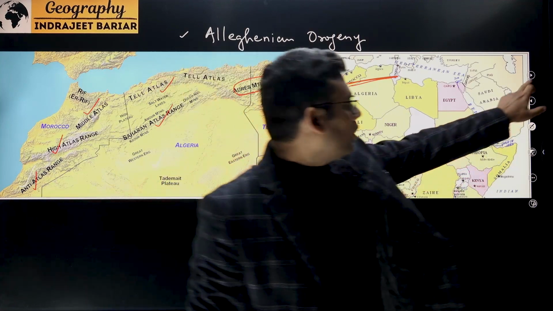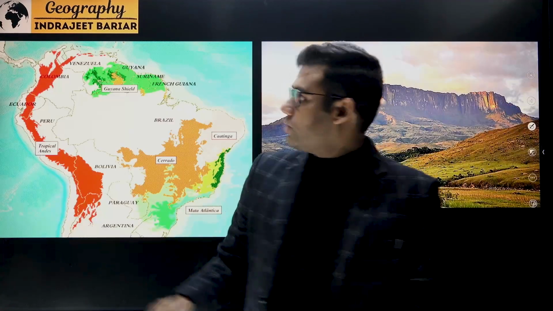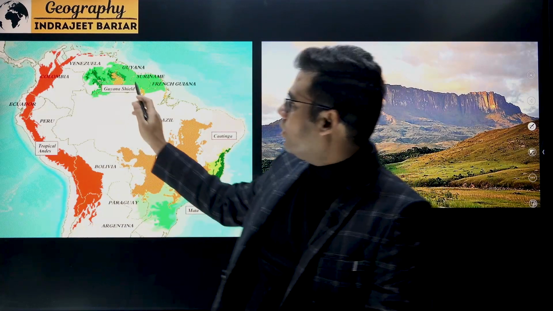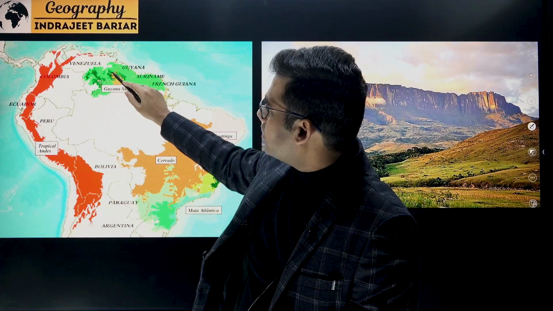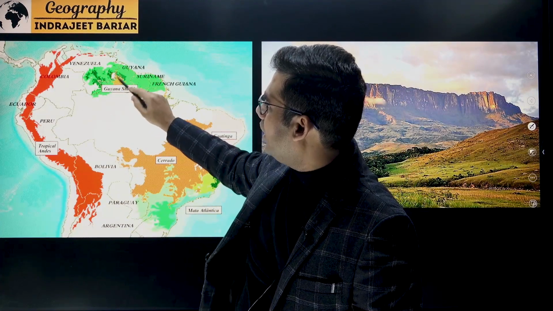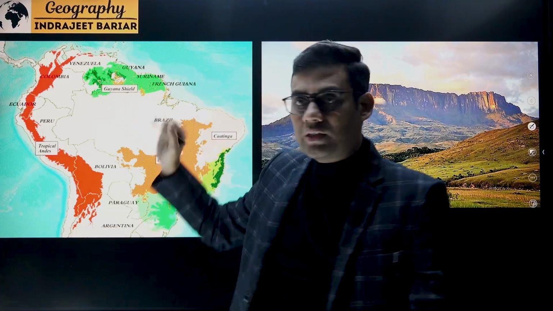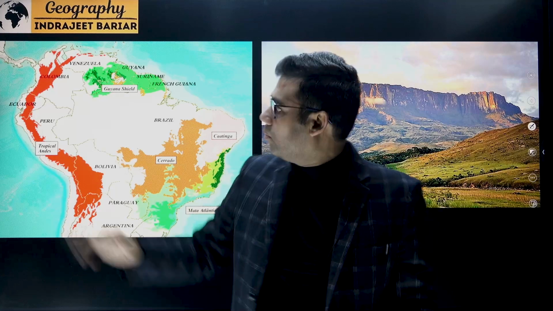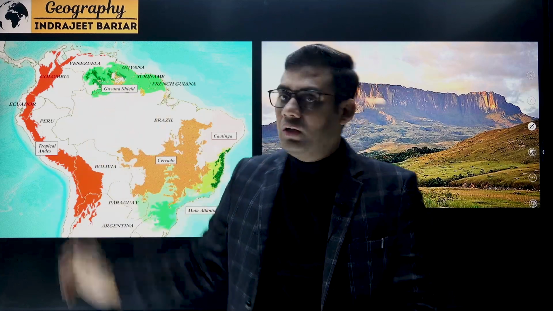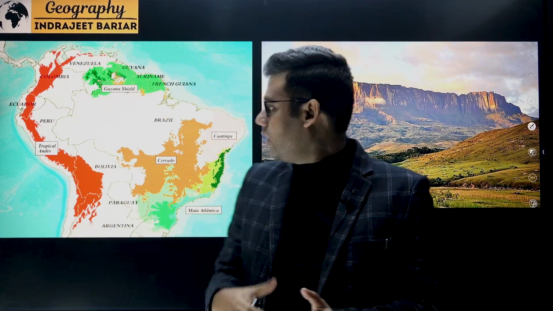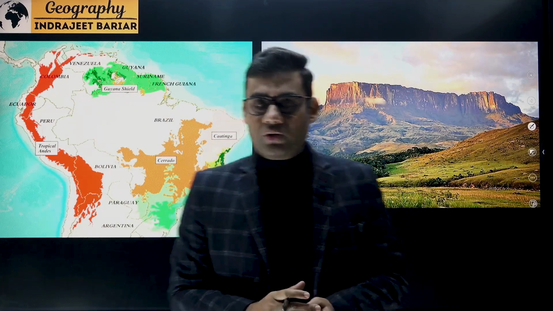Now moving on to the third part, which is Guiana Highlands. So Guiana Highlands or Guiana Shield, first of all, is spread over Venezuela, Guyana and certain parts of Brazil, which is northern Brazil, but mainly spread over Venezuela and Guyana. Now these Guiana Highlands are also called as Guiana Shield, primarily because of their age.